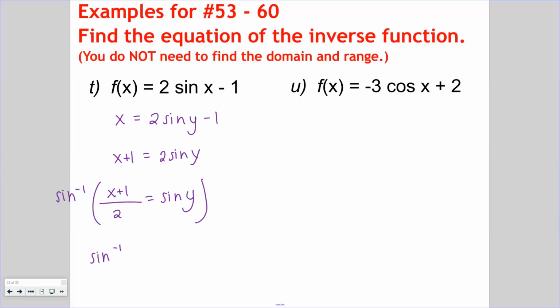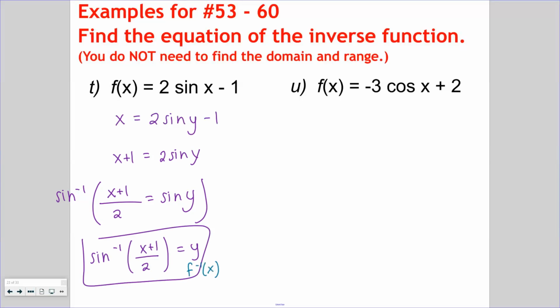So the inverse equation here is the inverse sine of the quantity x plus 1 over 2. And we just box that. Now you can re-represent y. You could call it the inverse of f of x. That's fine as well. I'm just looking to see that you guys got that equation. All right, try U. And then I'm going to walk you through the last 2 examples.